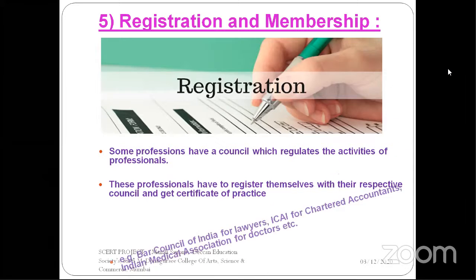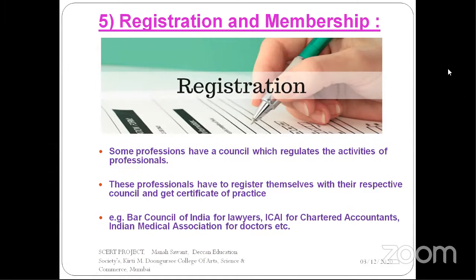What does it mean? Here we can explain this with the help of one example. Bar Council of India for lawyers. If a person passes the LLB exam, after completing it he has to do juniorship with a senior advocate. After completing that, he has to register himself with the Bar Council of India, and then he will get the registration number. He will get the certificate that he is eligible to practice anywhere in India. So in this case, the registration is a must.